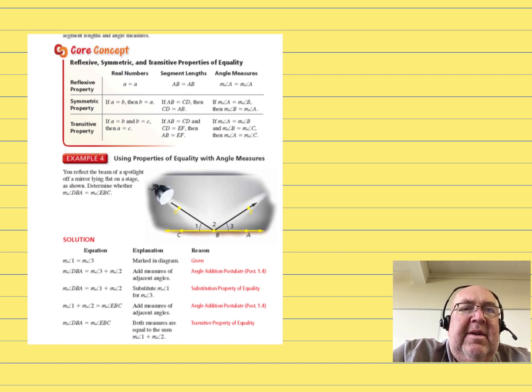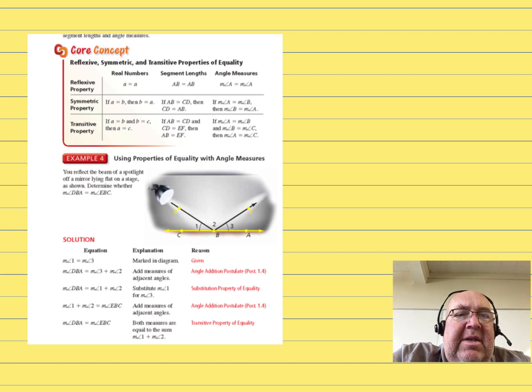The transitive property is one that we'll use quite a bit, in that if you have A equals B and B equals C, then you can say that the B's drop out and A is equal to C. Example 4 shows using these properties and some postulates from before to make a proof that the measure of angle DBA and the measure of angle EBC are the same.